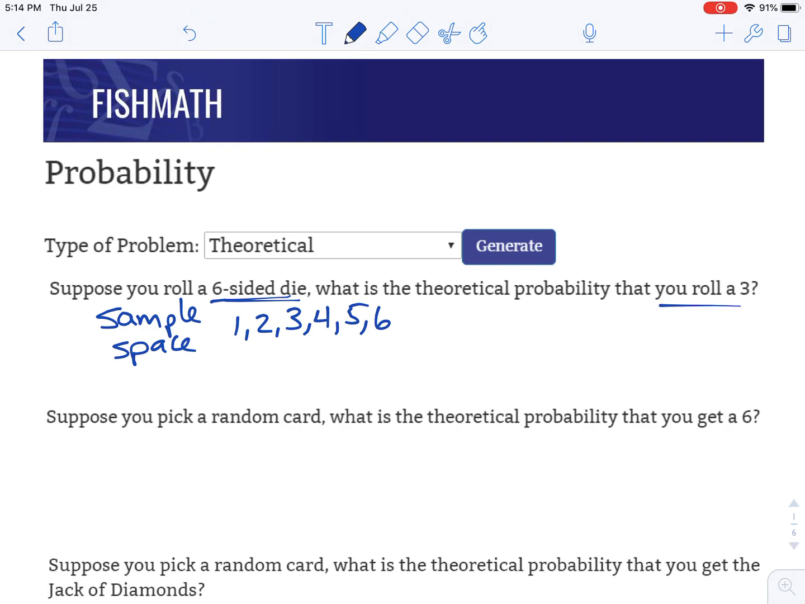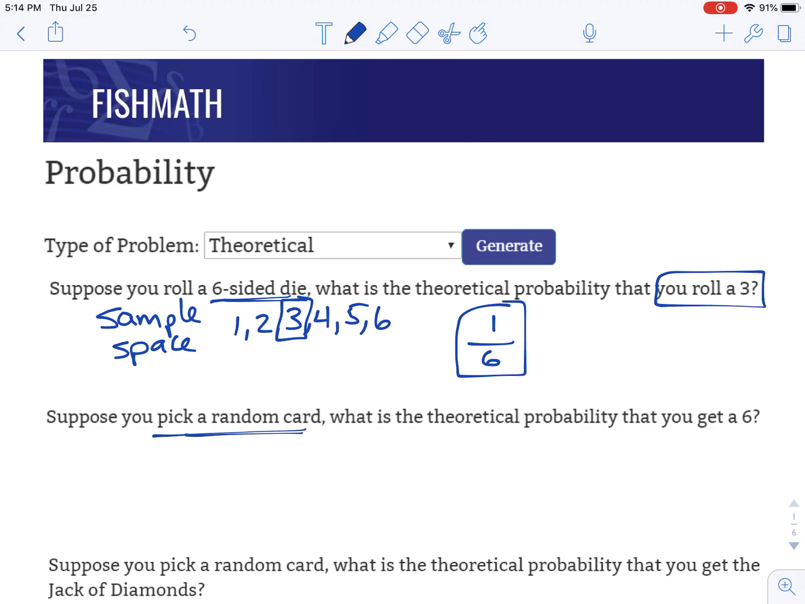So if you want to roll a 3, we just count how many 3s we have out of our total. There's only one 3 out of 6 total options, so our probability would be 1 out of 6 as a fraction. If it doesn't ask you what type of answer it's looking for, a fraction for a probability is totally fine. You could, of course, convert this to a decimal and a percent, but you don't necessarily need to unless it asks you to.